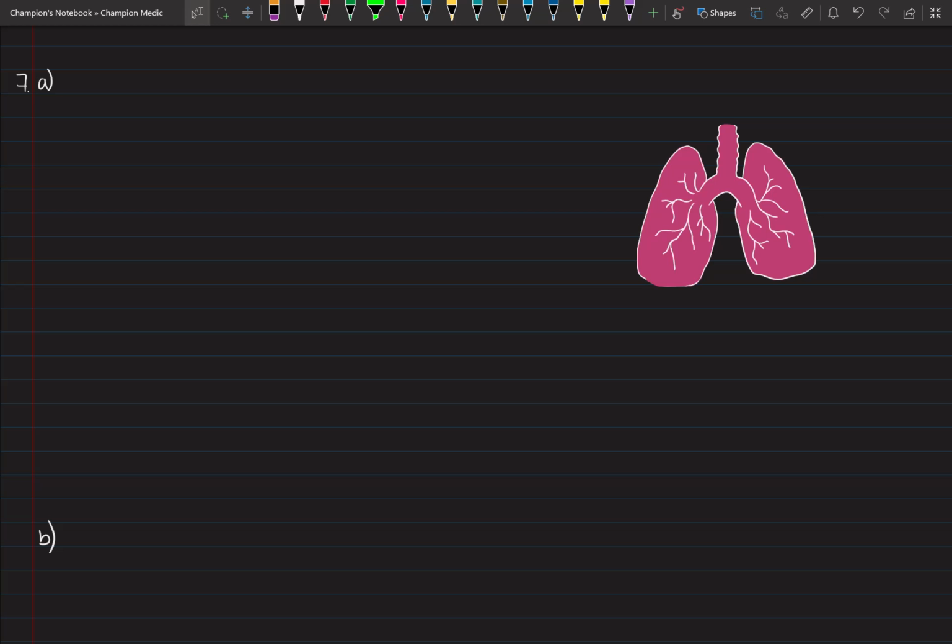So the first thing that we know is that TB is an airborne disease. Therefore, it's going to be transmitted through droplets in the air. So that's the first thing to note, that the bacteria is going to be transmitted in air droplets. After the TB has entered the body of a person, the bacteria are then going to be engulfed by phagocytes.